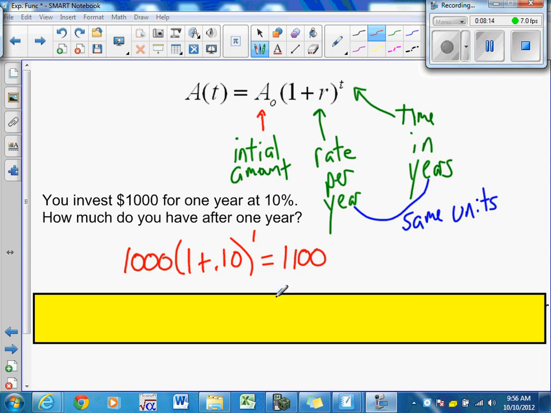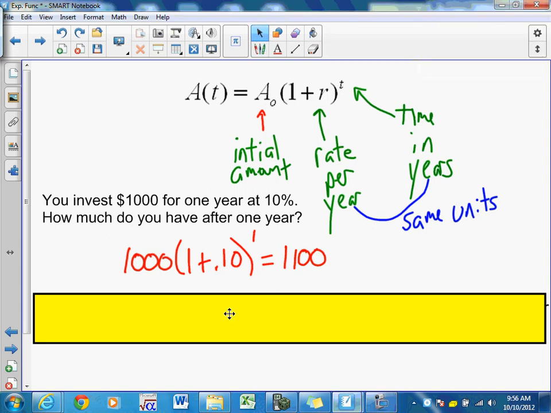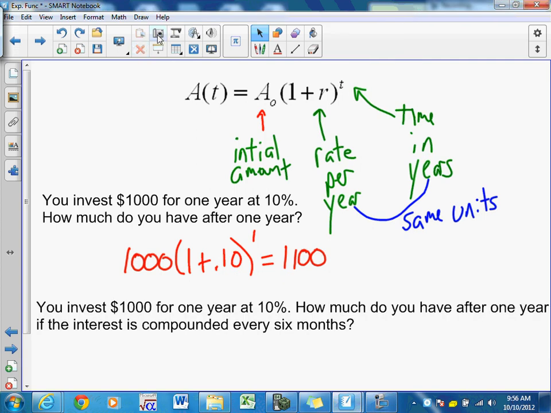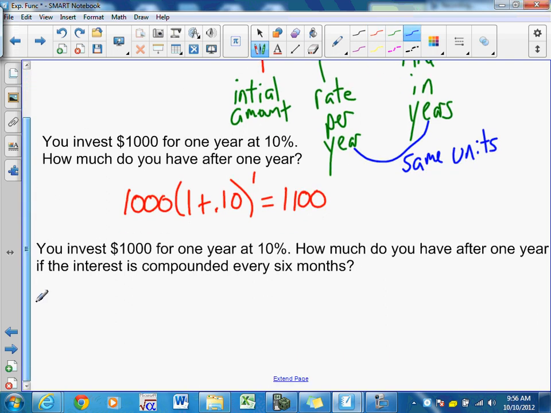So, take another example using our same formula. You invest $1,000 for 1 year at 10%. How much do you have after 1 year if the interest is compounded every 6 months? So now they calculate your interest in 6 months, the first time, and then they do it again for the next 6 months.